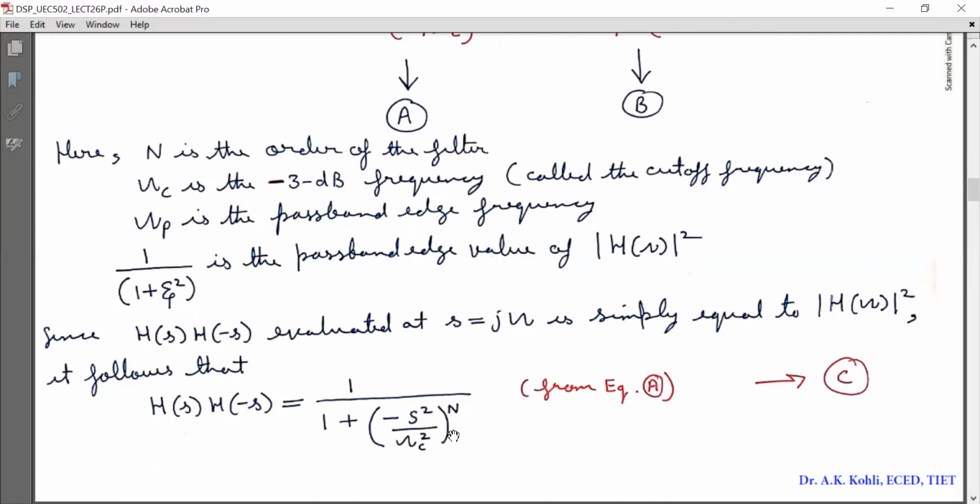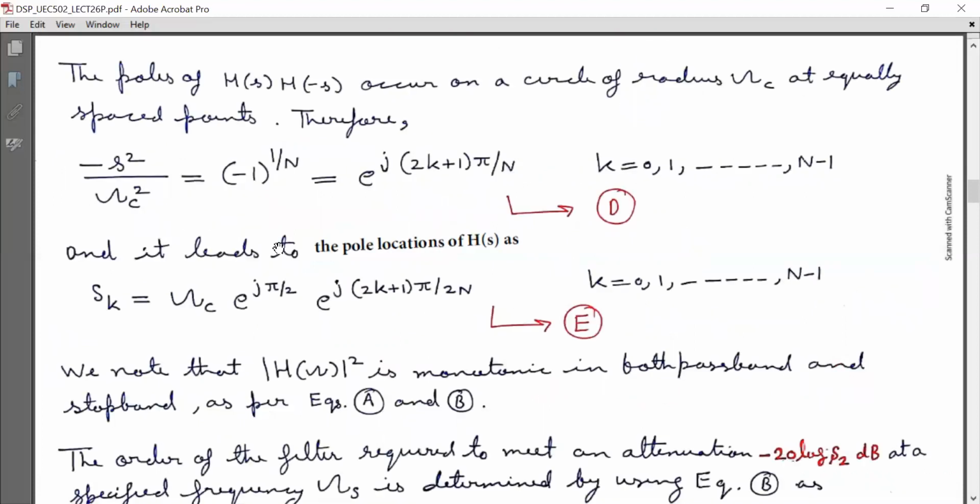So I will equate the denominator equal to 0 in equation C. It leads to the following. The poles of H(s) H(-s) occur on a circle of radius omega c at equally spaced points. Therefore, minus s square by omega c square is equal to (-1) raised to power 1 by N, and that is equal to e raised to power j(2k+1)π by N for k = 0 to N minus 1. Mark it as equation D.